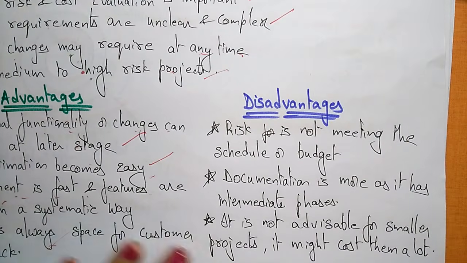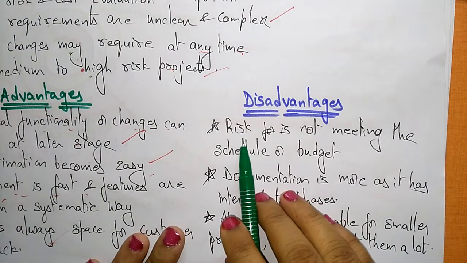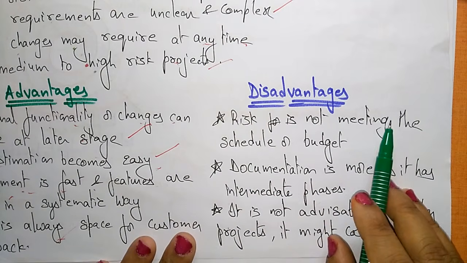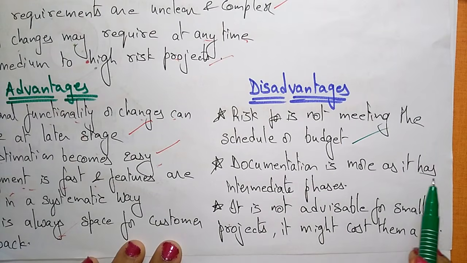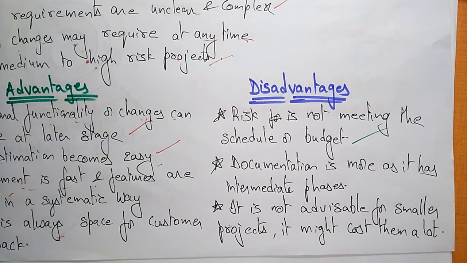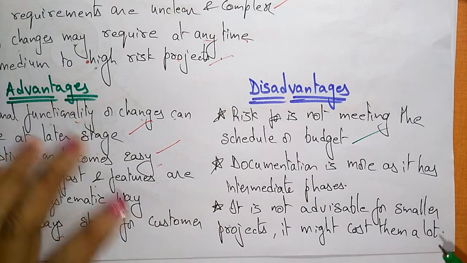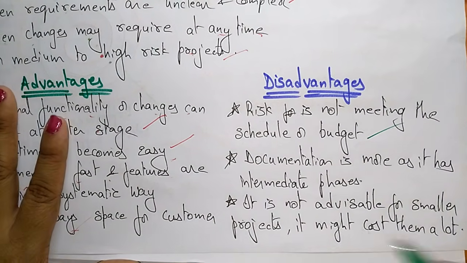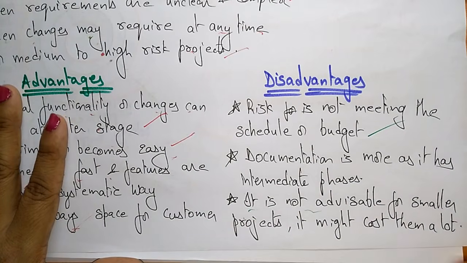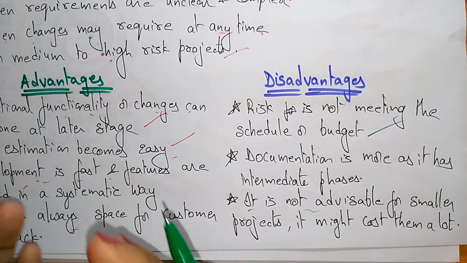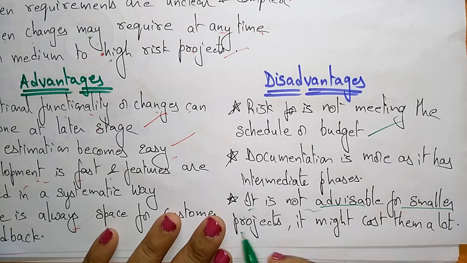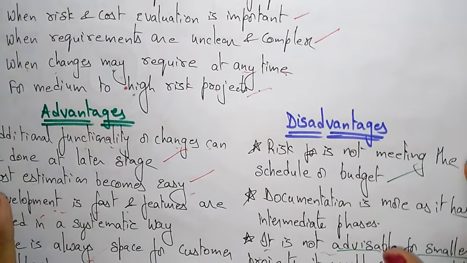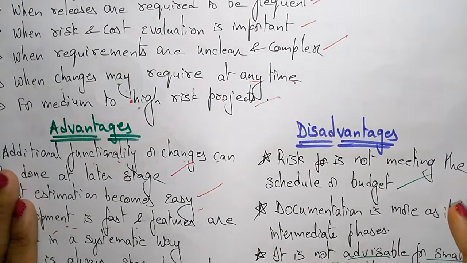Now let us see the disadvantages. The disadvantages of using the spiral model are the risk of not meeting the schedule or budget, and the documentation is more as it has intermediate phases. In intermediate phases we have to write more documentation to make each phase clear. It is not advisable for smaller projects, as it might cost a lot. I already said it's better to use it for large projects, so it is not that suitable for smaller projects. So these are the advantages and disadvantages of using the spiral model.